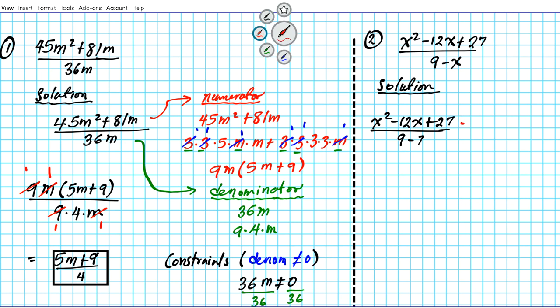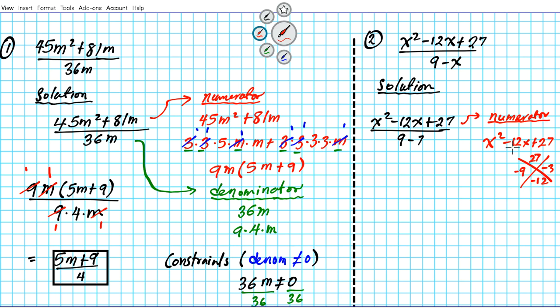Okay? Alright, so let's start with the numerator. For this one, the numerator is the quadratic expression x squared minus 12x plus 27. It's a quadratic trinomial, so we can factor this using the x game. Okay, so let's use the x game to factor that out. AC is 27, B is negative 12. So what two numbers multiply to give you 27 and add to give you negative 12? It's 9 and 3. They both have to be negative.